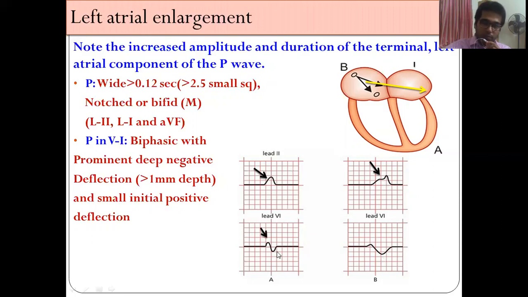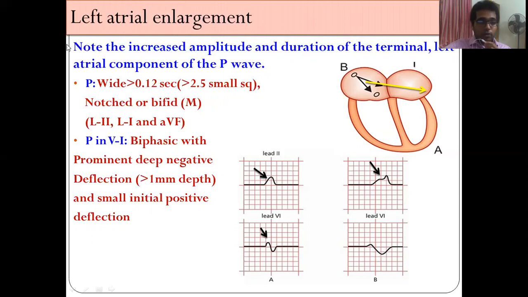Now, the changes that occur in the V1 lead. This is the normal pattern of the P wave in V1, that is the equiphasic deflection. But in case of left atrial enlargement, I have already told you the depth of the negative half, or latter half, of this P wave will be increased. And now it is more than 1 millimeter in depth.